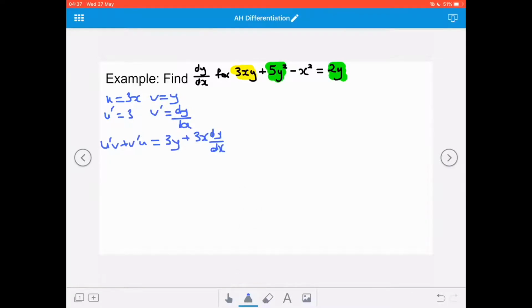The 5y squared, using the chain rule, is going to give us 10y multiplied by dy by dx.